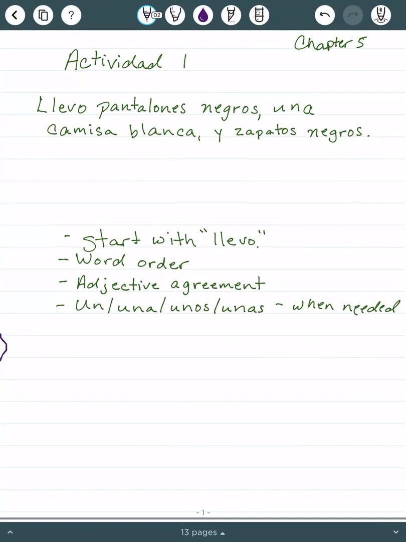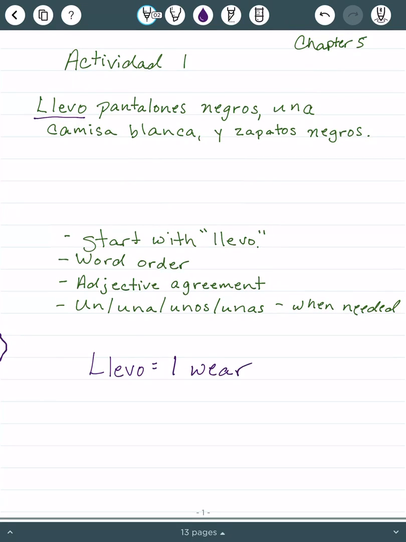All right, guys, so chapter 5, activity 1. If you look at it, and you definitely should look at it while you're watching this, maybe have 2 screens open or something. What you have here is several pictures, and you're supposed to decide on things that you would wear to these places. So if you check out the example, they start with the word llevo, so you need to know llevo means I wear.